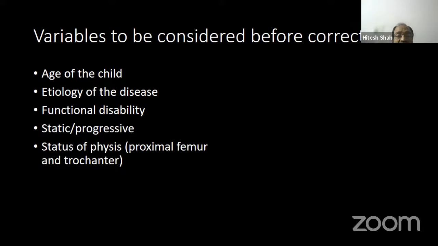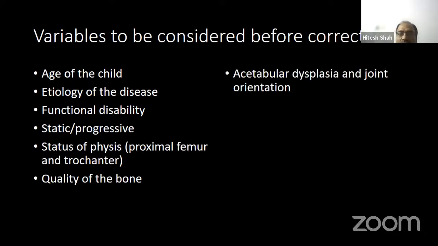The status of the physis of the proximal femur as well as the greater trochanter: whether it is open, closed, iatrogenic or prematurely closed. If it is prematurely closed, one needs to treat the trochanter as well to prevent greater trochanteric overgrowth. And the quality of the bone: if the quality of the bone is poor, one cannot decide on plate and screw fixation because the hold in the proximal femur would be very poor.